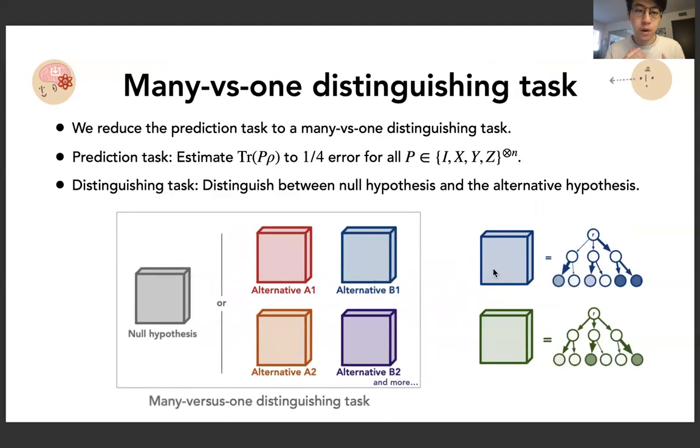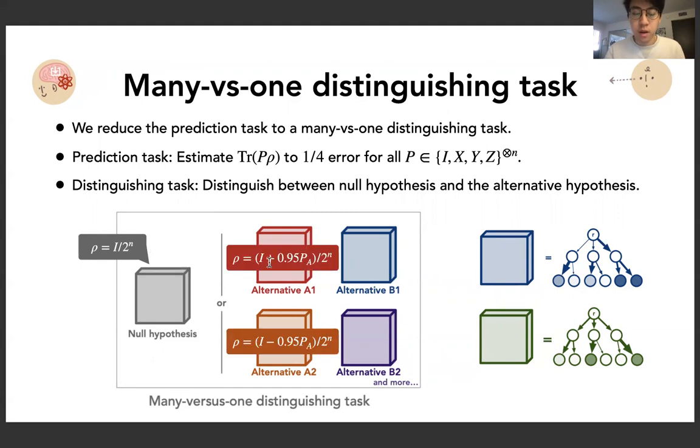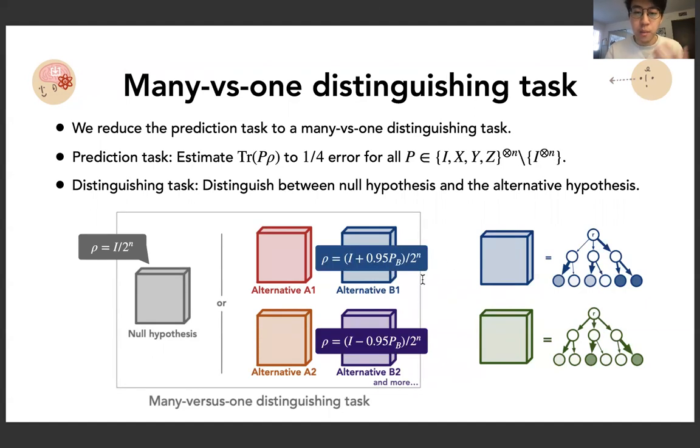Now what we're going to do is reduce the prediction task, which is to estimate the expectation value of a Pauli observable to some constant error, to a many-versus-one distinguishing task. That is, we would like to distinguish between a null hypothesis, which is the maximally mixed state, or one of the alternatives. For each alternative, it's either I plus 0.95 P_A or I minus 0.95 P_A, or I plus 0.95 P_B, I minus 0.95 P_B, and more.